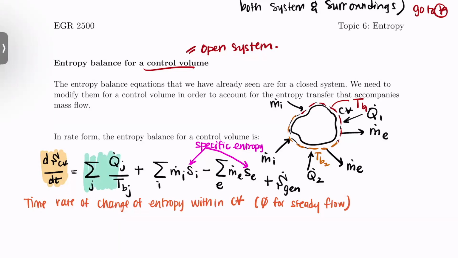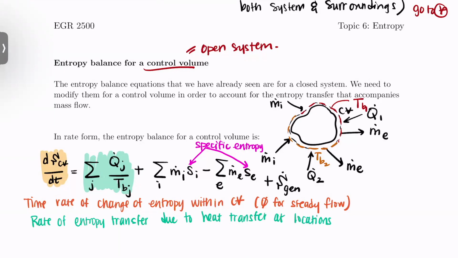This first term on the right-hand side is the rate of entropy transfer due to heat transfer at the location on the boundary, and so I'm going to call them j. So at each j location, that's what this term is. So we're summing all of those up.